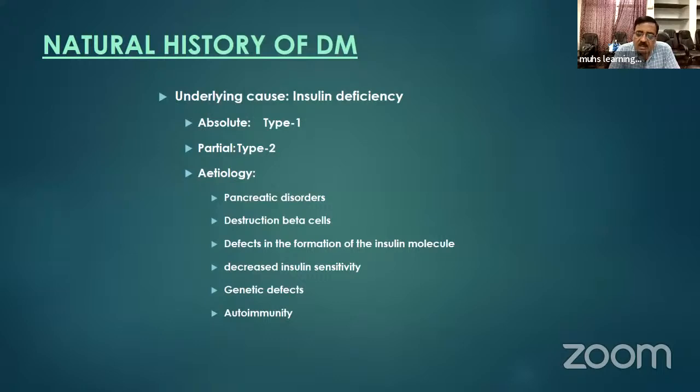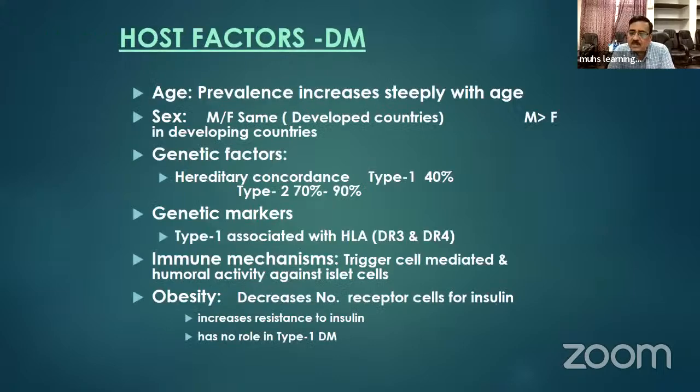There are genetic defects associated with diabetes, particularly the Pickwickian syndrome, Wolfram syndrome. There are 8-9 syndromes defined, mostly in the Caucasian race, and they cause the diabetes problem. There is autoimmunity. The patient develops autoimmunity against the beta cells, and they gradually destroy the beta cell. There are host factors, which is very, very important to understand.